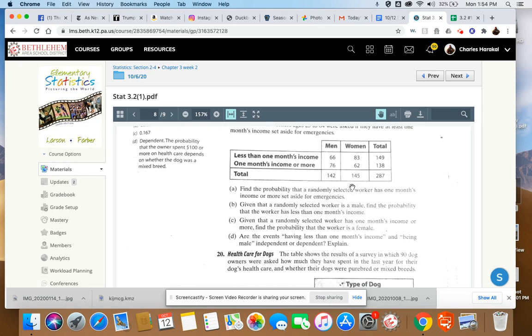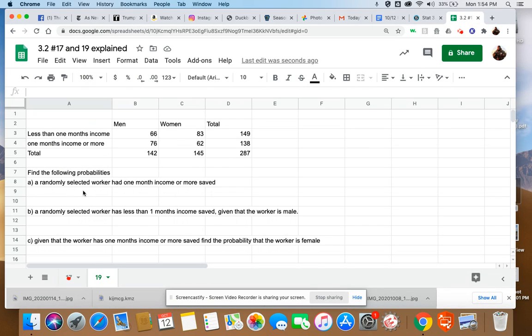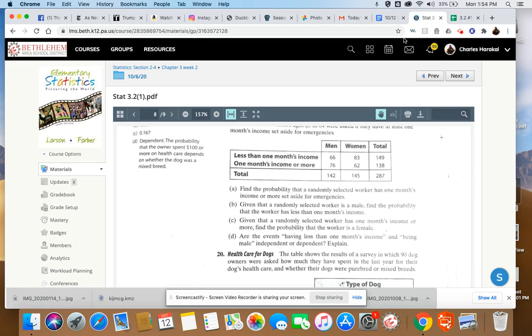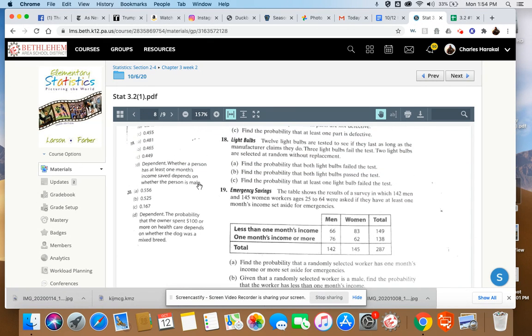aside for emergency. There's no conditional. There's no given that. We're talking about all of the workers out of the total. So we're looking at, I'll hop back over here to the table, 1 month income or more saved. That was 76 men, 62 women, 138 people total out of 287 people total. We'll type that in, equals 138 divided by 287, and that's 0.481, which is the correct answer.